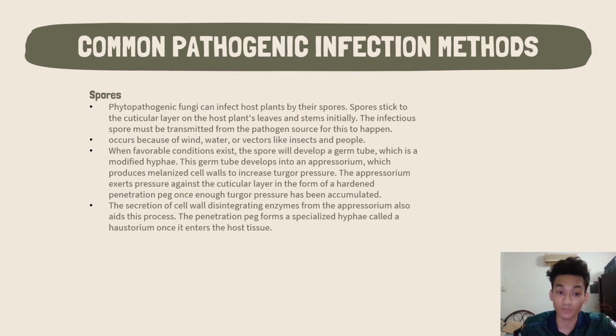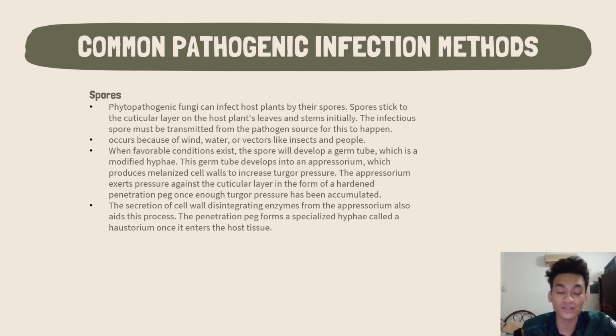The last one is spores. Pathogenic fungi can infect host plants by their spores. The spores stick to the cuticular layer on the host plant leaves and stems initially. The infectious spores must be transmitted from the pathogen source for this to happen. This can occur because of wind, water, or vectors like insects and humans.